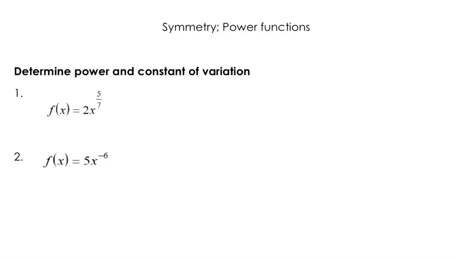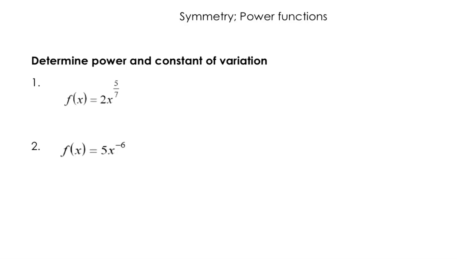In this video, we'll go over the symmetry power functions handout. So the question reads, determine power and constant of variation. Number 1, f of x is 2x to the 5/7 power. Now, let's start by determining the power and the constant of variation of number 1.